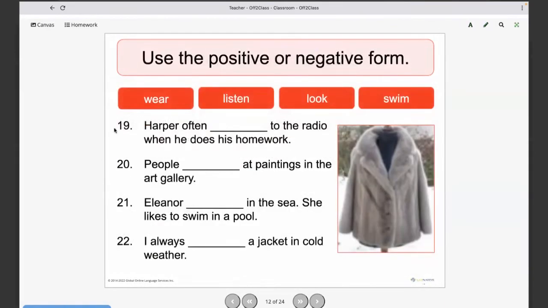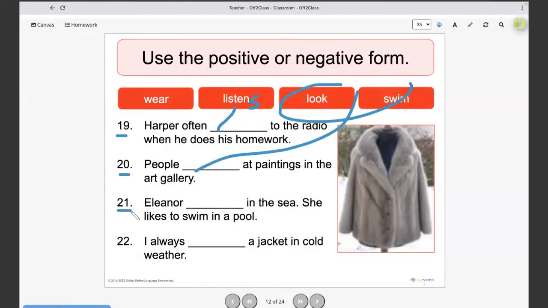Okay, we still have one more. 19, Nora. Harper often listens to the radio when he does his homework. Okay, so often listens. Very good. Listens. 20, Nora. People look at paintings in the art gallery. Bravo. People look. I leave it as it is because people is plural.